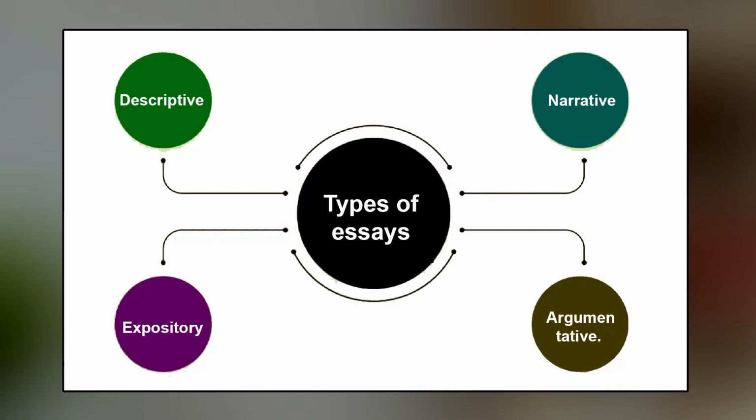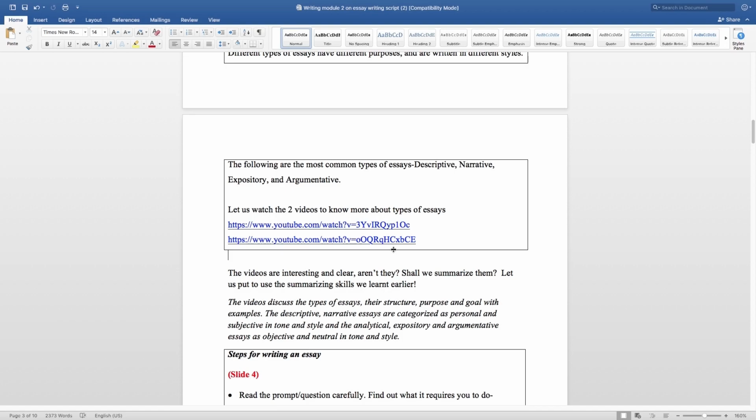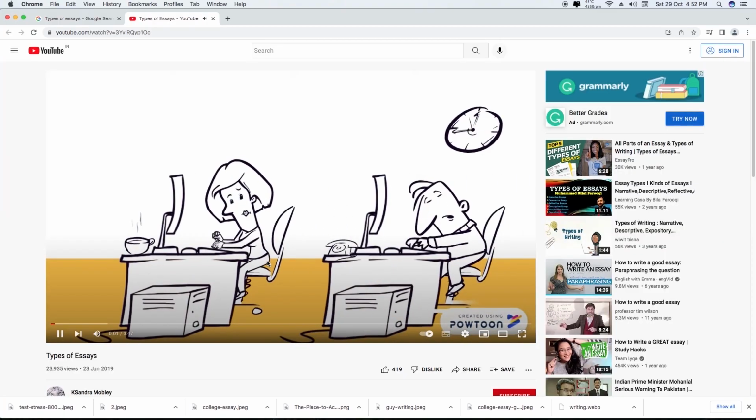Now, there are different types of essays, and they have different purposes and are written in different styles. The following are the most common types of essay: descriptive, narrative, expository, and argumentative. Now, I have two videos for you to watch. They will tell you more about the different types of essays. So, can you just go open the link and watch the two videos?